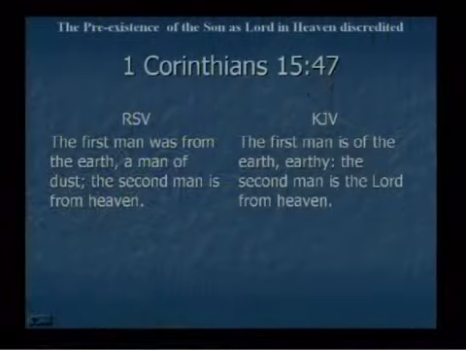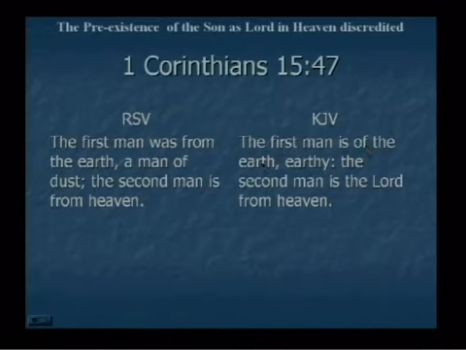1 Corinthians 15:47. The first man was from the earth, a man of dust. The second man is from heaven. The first man is of the earth, earthly. The second man is the Lord from heaven. Big difference.